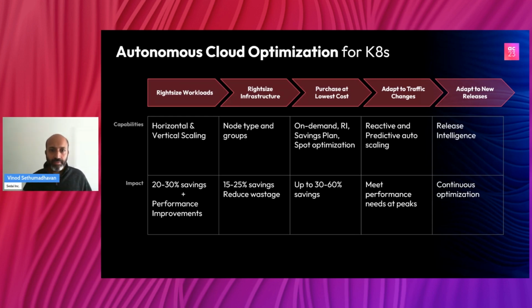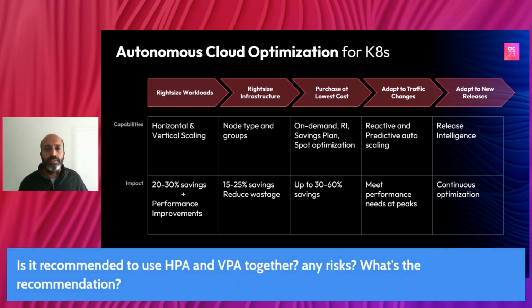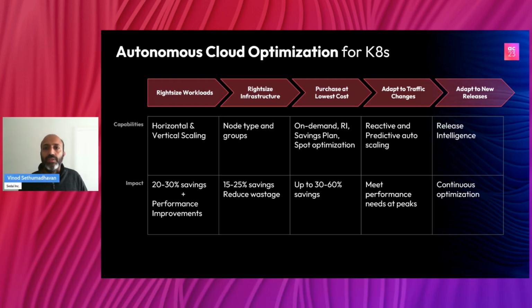Once you have the pods right sized, the next thing we do is right sizing the infrastructure, and that is not done on day one because we need time to right size the workloads first. Once we have the workloads right sized, we move on to right sizing the infrastructure, which is selecting the node types and maybe grouping them according to their workload. I'll go into detail on this later, so I'm not going to spend much time on it right now. I have another slide coming up for that.